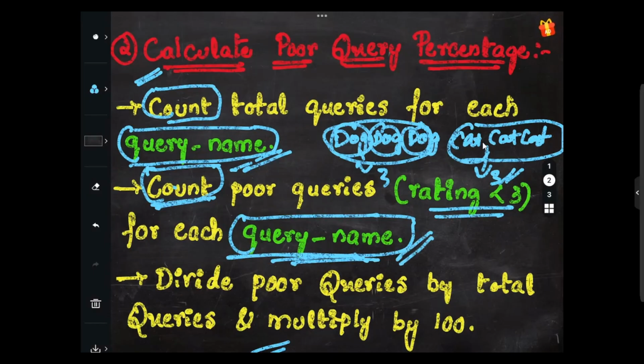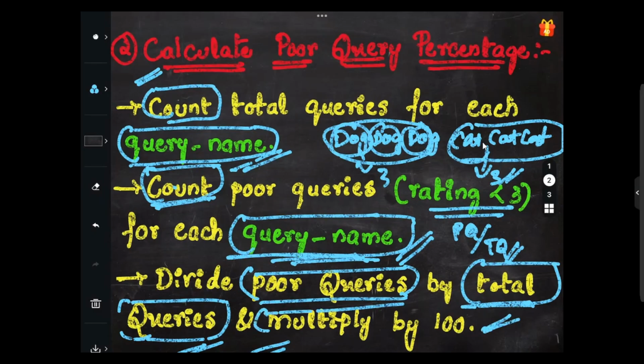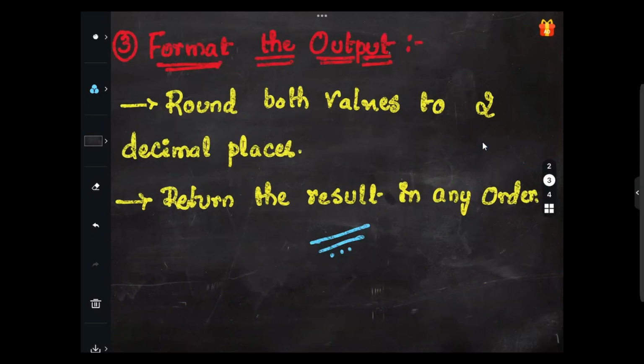So let's divide the poor queries by total queries and multiply by 100. This is very important. We have to go accordingly with the formula. So we saw this one during the explanation as well. Same thing: divide poor queries by total queries and multiply by 100. That's how we got 33.33 for both, right? If you remember for the first example, the solution poor percentage, that's how we calculated.